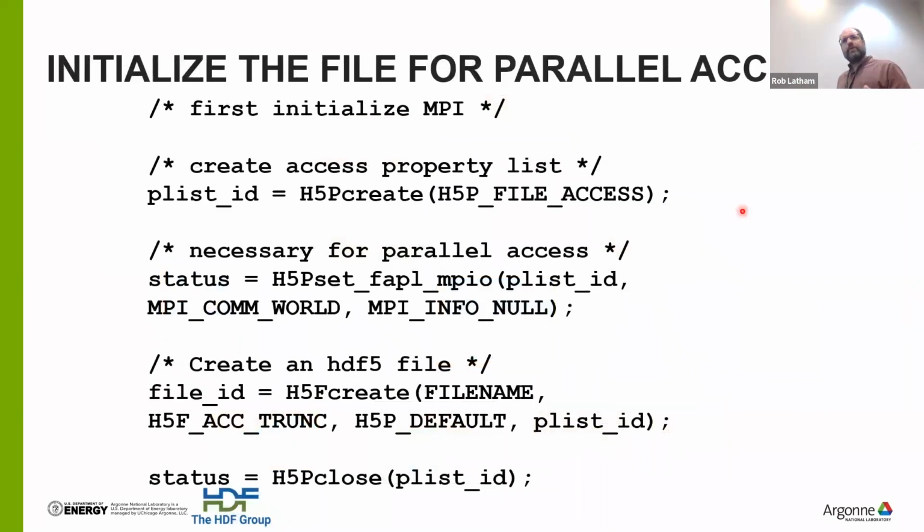HDF5 was originally a serial library that they added parallel features to, and you can sort of see that bolted-on nature through the use of property lists. When we tune for parallel HDF5, this slide and the next slide are almost the only thing that needs to happen. We have to make sure that we use these property lists to request MPI IO. So there's a file access property list that we set up, and then we pass these communicators and these info objects into there when we create the file.